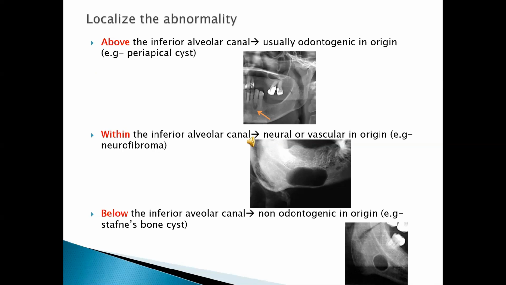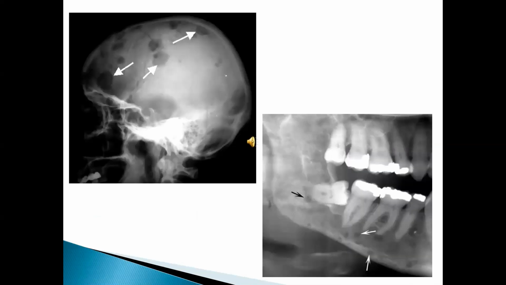For example, Stafne's bone cyst is an ectopic submandibular salivary gland. Now here we have lesions extending throughout the skull. This lesion can also be seen in the mandible. The typical nature of the lesion is circular, appearing like punched out areas and generalized in distribution. So this could be indicative of some kind of very aggressive and malignant type of lesion.